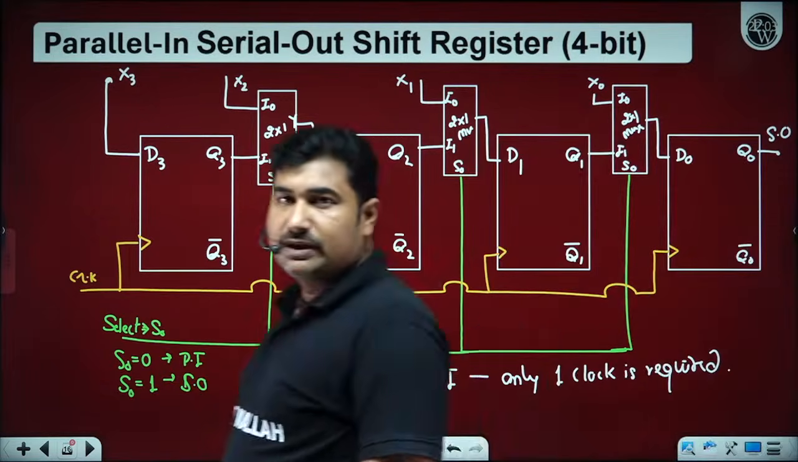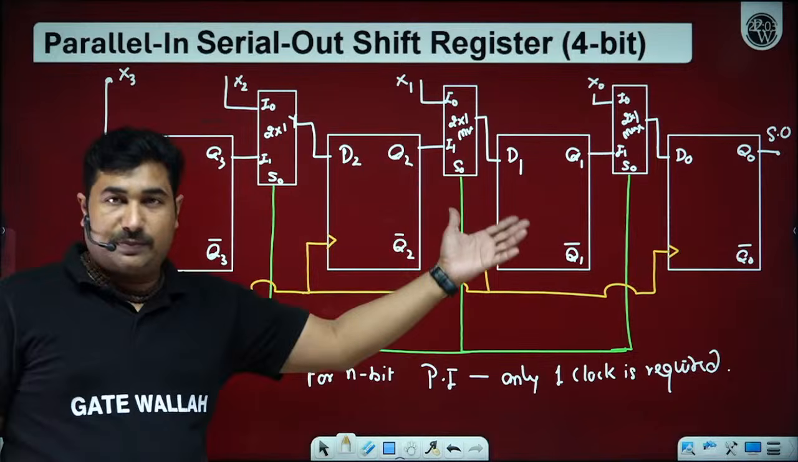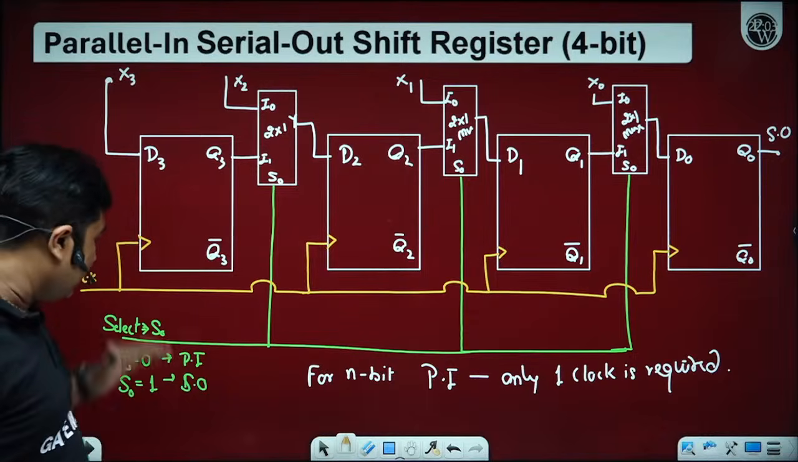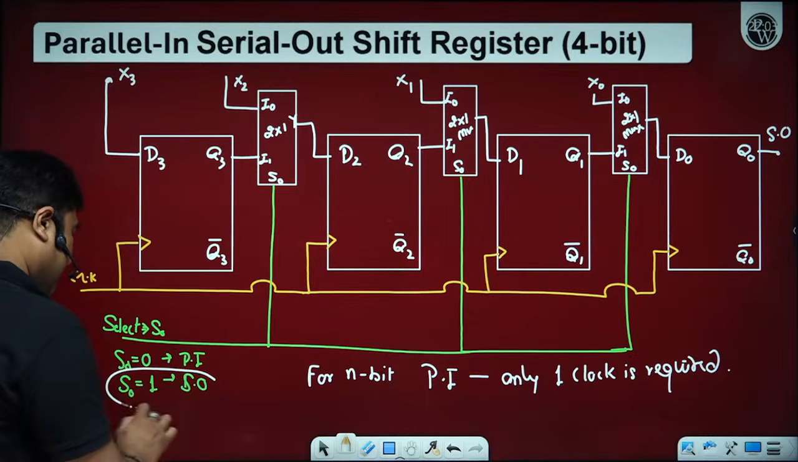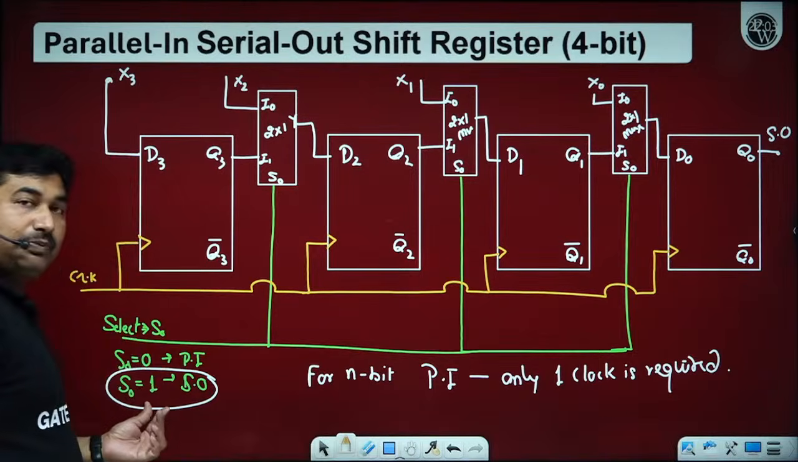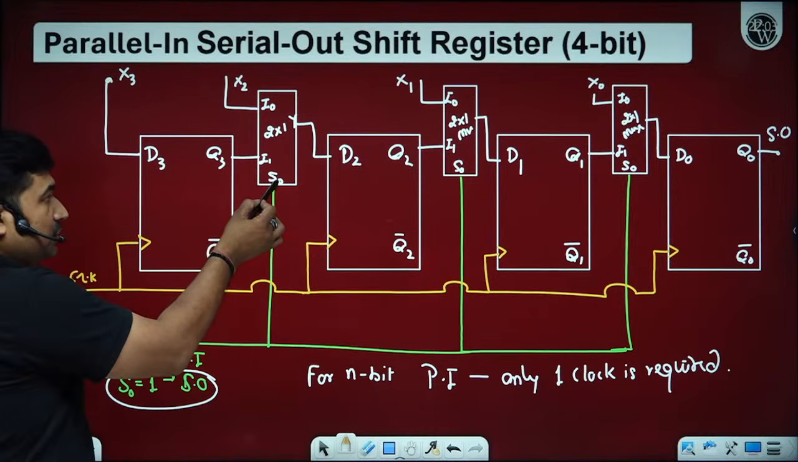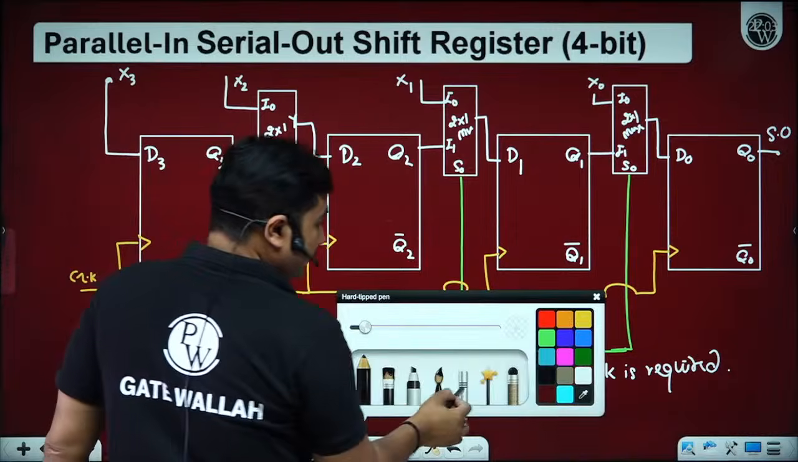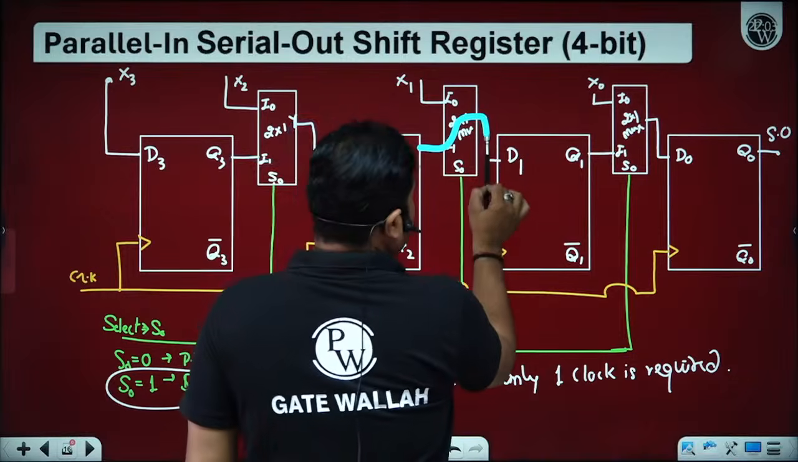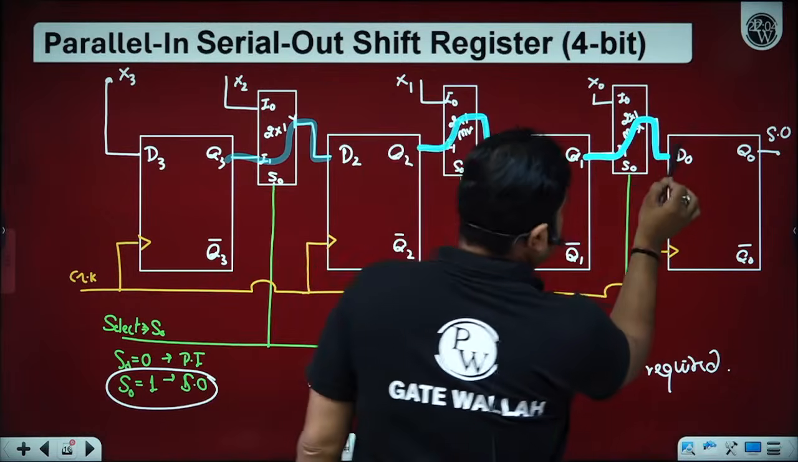Is it okay? So at the Q0 pin, if we are taking the retrieval, then for retrieval, first of all, we have to select S0 equals 1. Whenever we choose select one, what happens, sir? When select one, I1 gets connected here, this gets connected here, and this gets connected here.